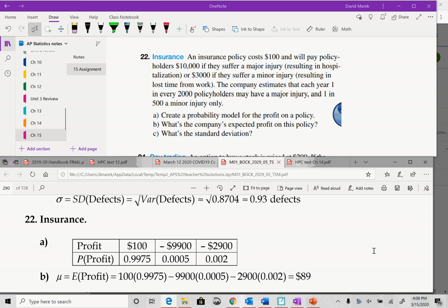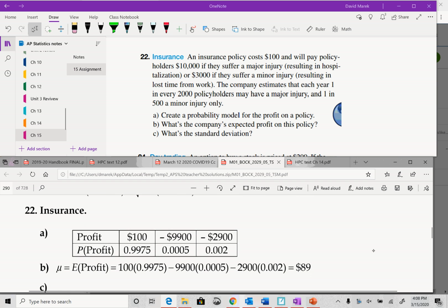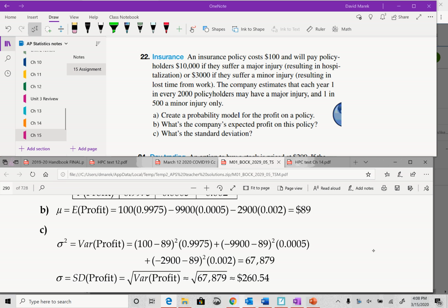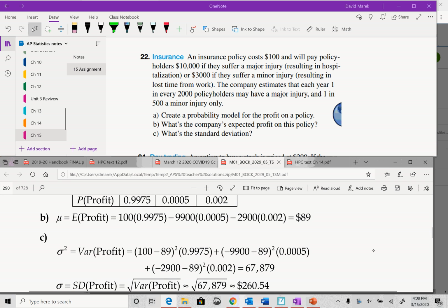The expected profit on this policy, then, as usual, multiply down your columns, combine those, and the company is expecting to get $89 in profit for every policy that they sell. All right, now standard deviation, that's going to require a little bit more calculation here. I'm sorry, I went a little bit too far there. I still want to see those probabilities.